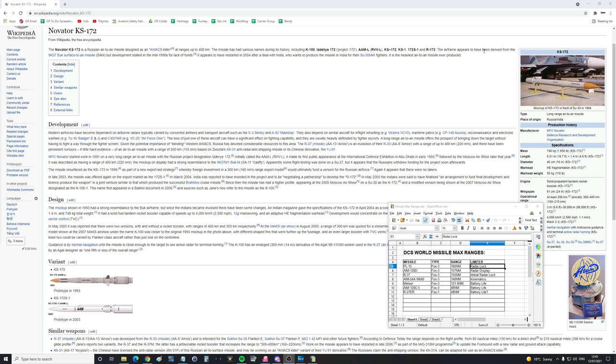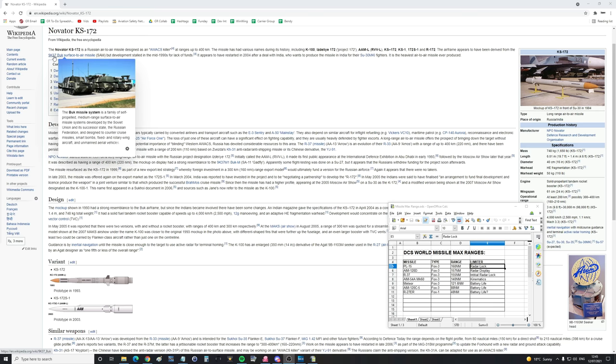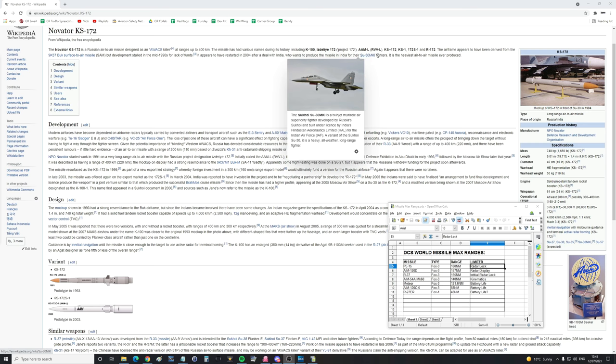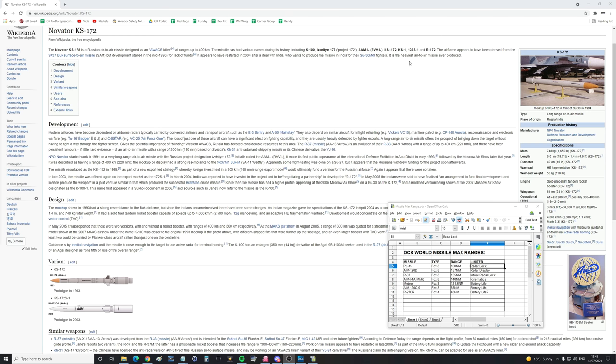The airframe appears to have been derived from an old SAM, but development stalled in the mid-90s for lack of funds, collapse of the Iron Curtain, blah, blah, blah. It appears to have restarted in 2004 after a deal with India, who wants to produce the missile in India for the Su-30 export fighters. It is the heaviest air-to-air missile ever produced. And that's saying something, because those AIM-54s back in the 70s were massive.